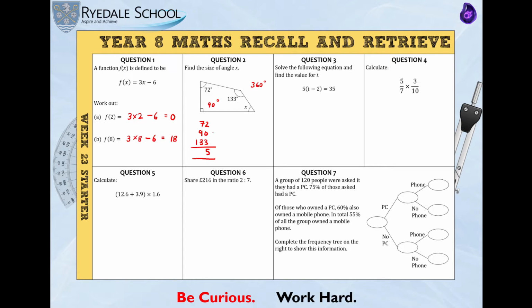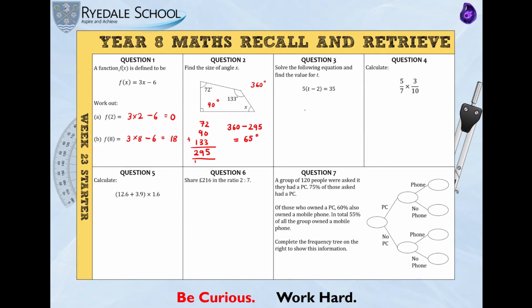So that adds up to 5. My 10s add up to 19. And my 100s now add up to 2. I think I can do the rest of this quite happily in my head because I'm doing 360 take away 295, which is 65 degrees. So x is 65.